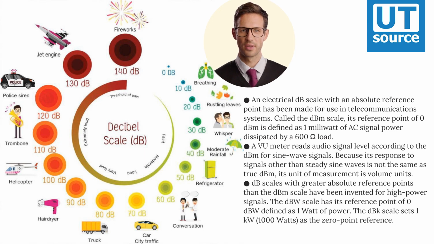The dBW scale has its reference point of 0 dBW defined as 1 watt of power. The dBk scale sets 1 kilowatt, 1000 watts, as the 0 point reference.